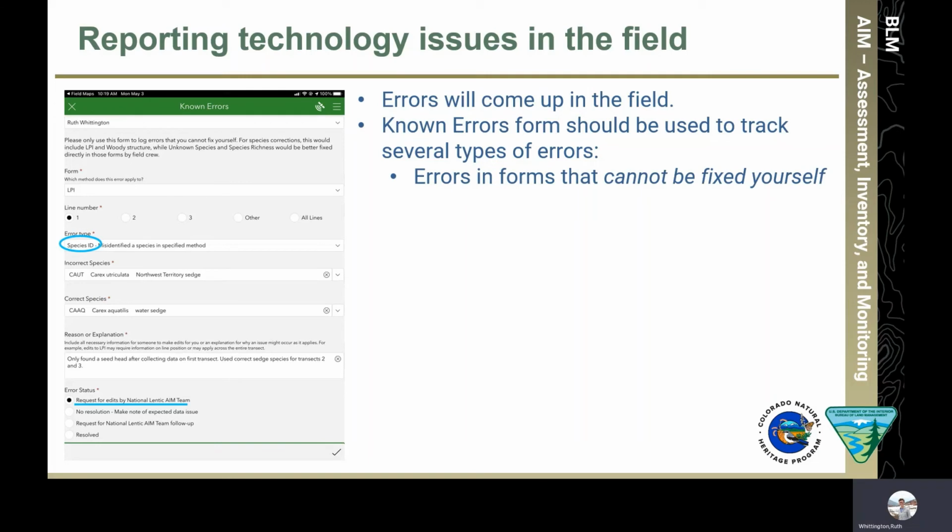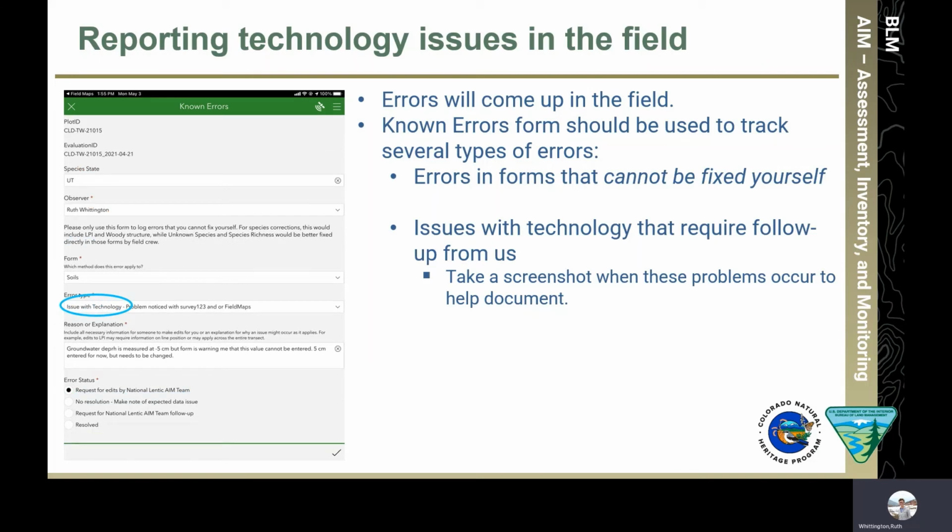You can submit several types of errors using the known error form. For example, you should use this form to submit corrections to your data that you're unable to fix yourself. Imagine you misidentify a species on LPI, for example. To fix this problem yourself, you would have to go back through every point in LPI forms of each transect and look for entries of the species. For this kind of problem, you should instead submit a known error form to clearly explain the problem, and we'll take care of it on the back end.